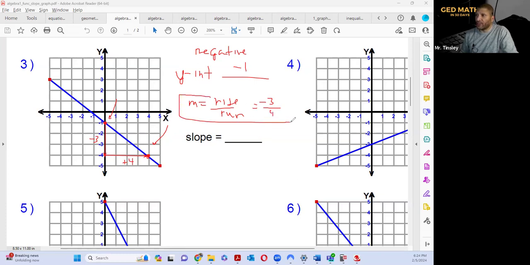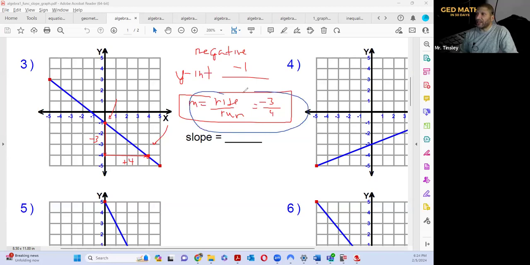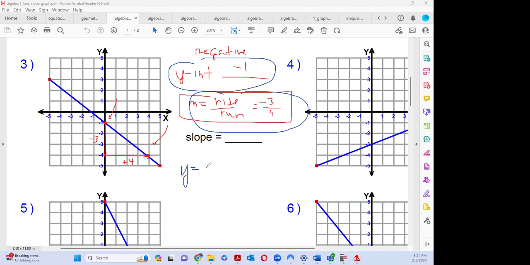So my slope of this line is what? Negative 3 over 4. So if I know my slope is negative 3 over 4, I know my y-intercept is negative 1. What's my equation of the line? y equals negative 3 over 4x minus 1. There you go.